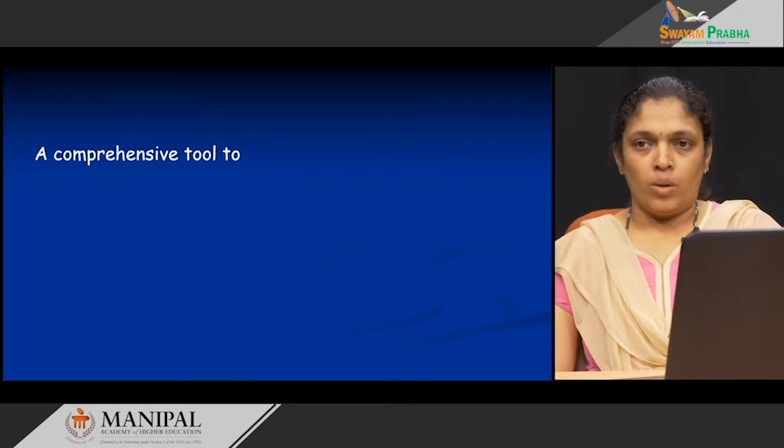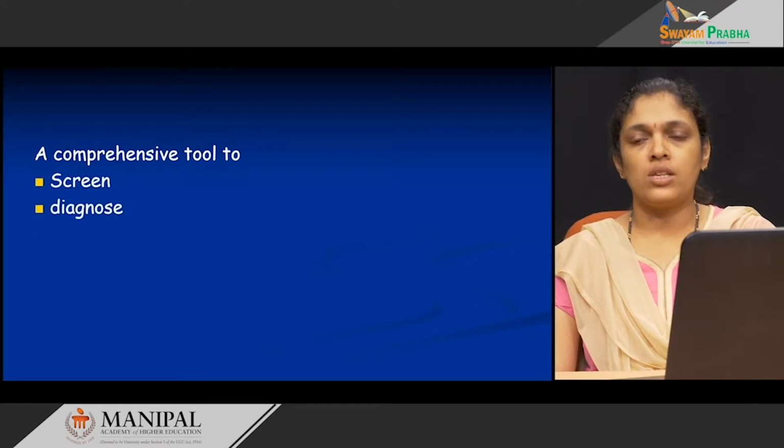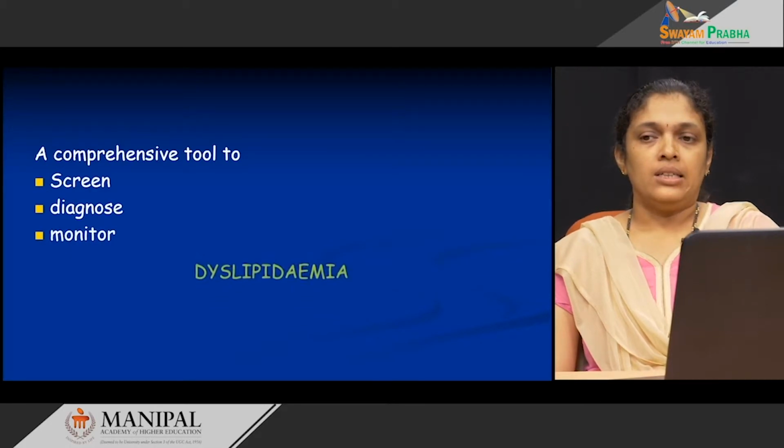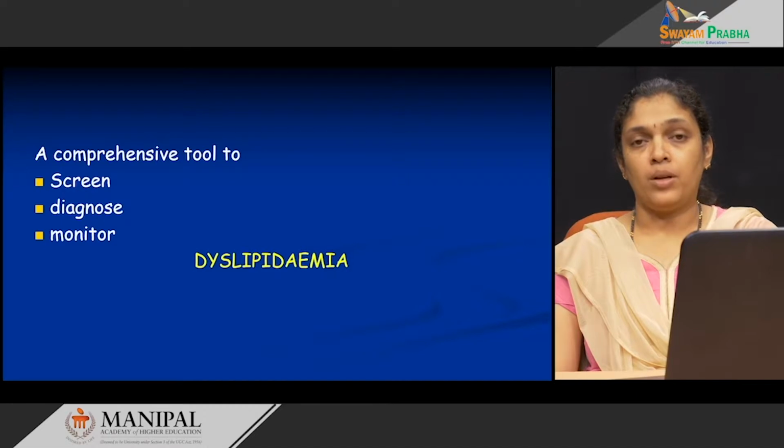To introduce you to the topic, extended lipid profile is a comprehensive tool which is used to screen, to diagnose and to monitor what are called dyslipidemias. Now, dyslipidemia means that there is something abnormal in the levels of lipid in our serum. Dys can be either hypo or hyper, which means that either there can be an excess of lipids or a decrease in the levels of lipids in our body.